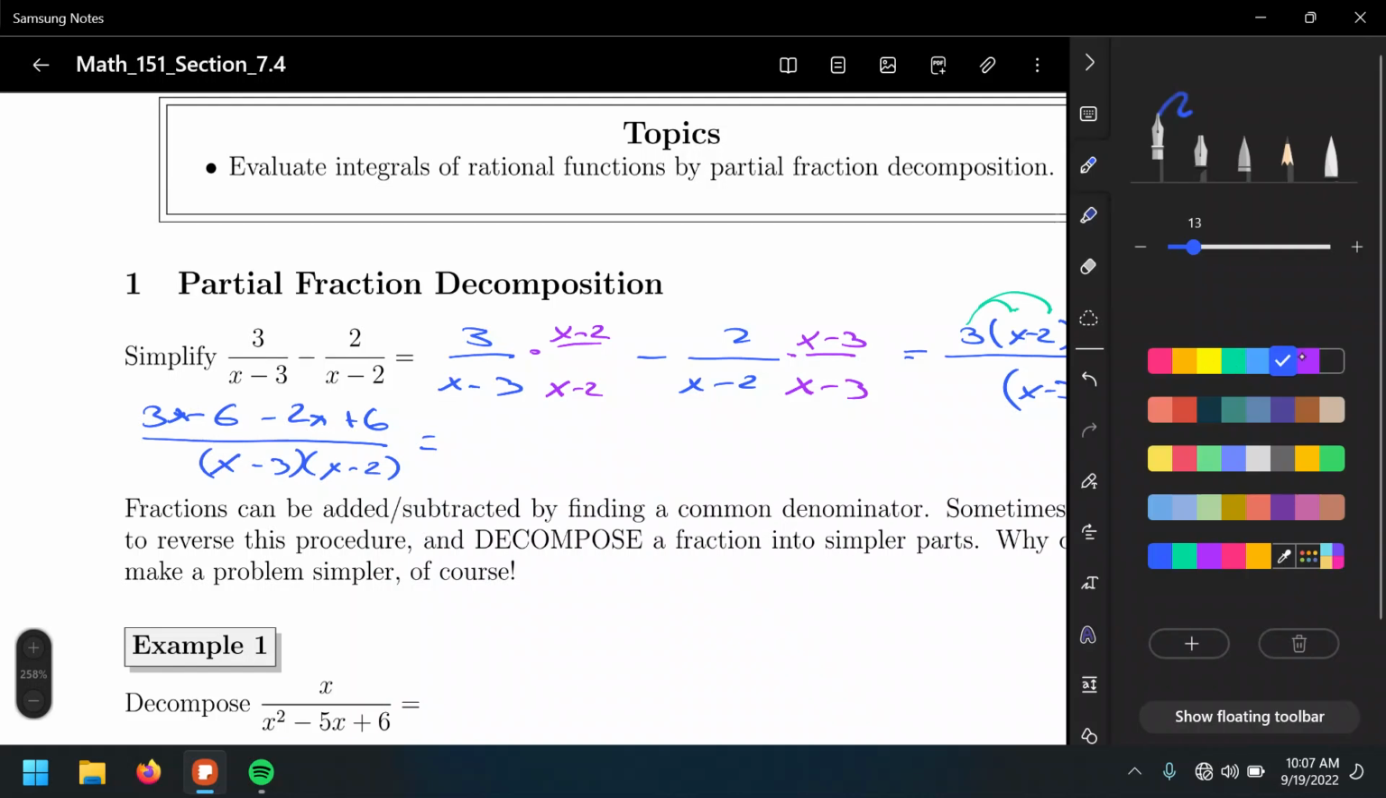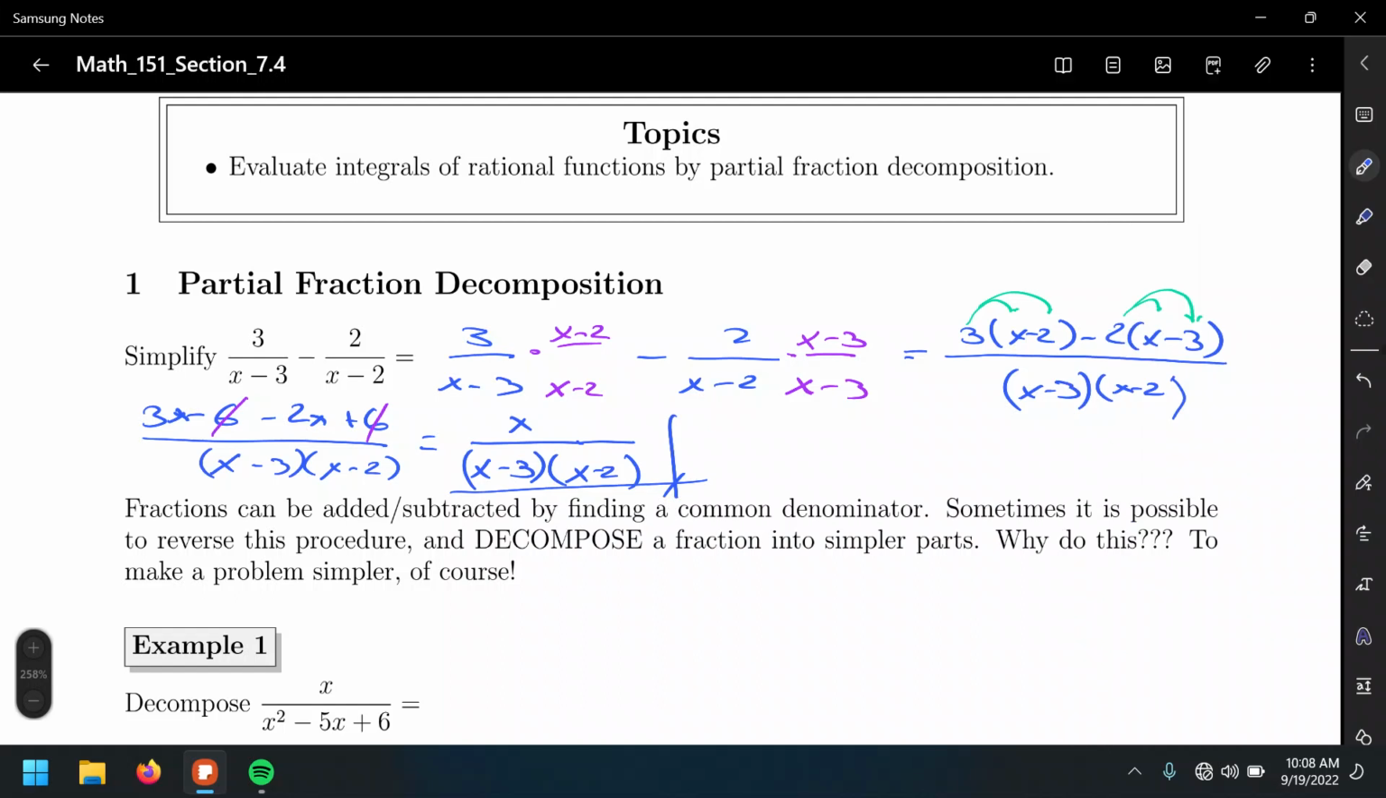Of course we can cancel out these terms here. Negative 6 plus 6 cancel each other. And what about the x's? We have 3x minus 2x, which is x, over x minus 3, x minus 2. And that's the final answer for combining the two fractions together into one single fraction. That's what you learned how to do back in intermediate algebra. In some cases you were given fractions with the same denominator, you just did the indicated operations. In some cases we needed to do some work to find the least common denominator.